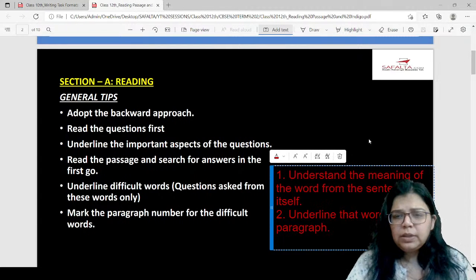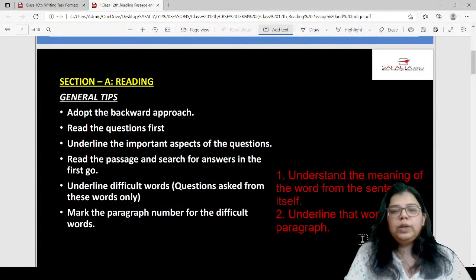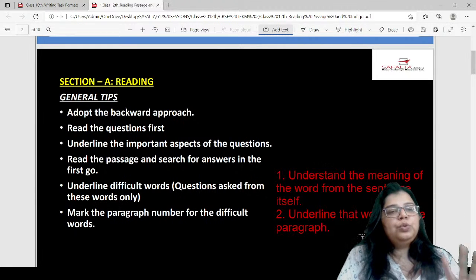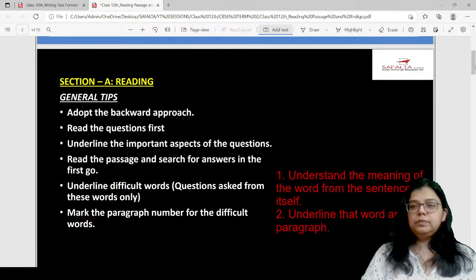Okay, let me put this over here. I hope you can read this here. So that is how you will be able to do your reading passage. Now we'll quickly go through an example so that you understand it better. Let's go ahead.